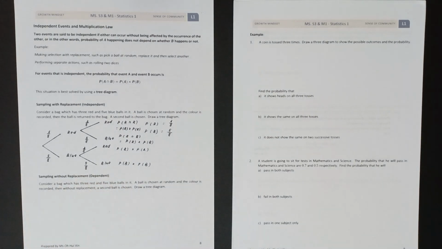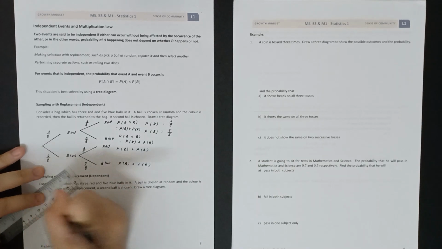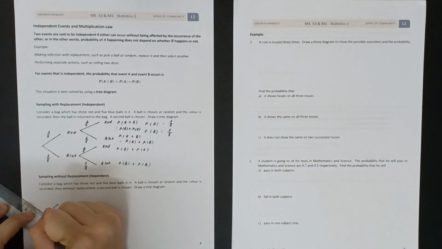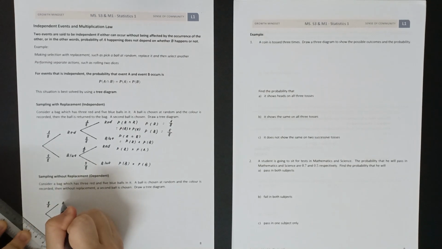So the second situation here is actually a dependent one. The difference between this situation and the first situation is that this one is without replacement. So what is the consequence of this? Okay, let's try to do this. The first outcome is still going to be the same: I have a chance of 3/8 to get a red one, and 5/8 to get a blue one.